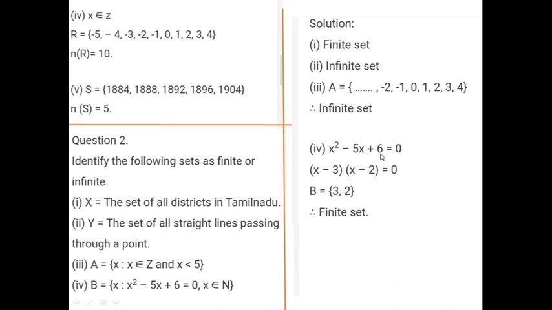So what are the two numbers? 3 twos are 6. When I add 3 plus 2, I will get plus 5. Is it not? But here I have to get minus 5. So minus 3 and minus 2. Minus 3 into minus 2 is plus 6. Minus 3 plus minus 2 is minus 5. So our roots are 3 and 2. Since the number of elements is countable, I say B is a finite set.